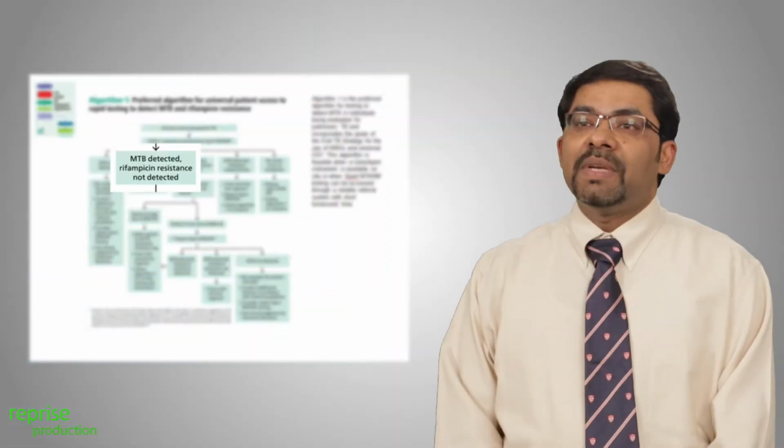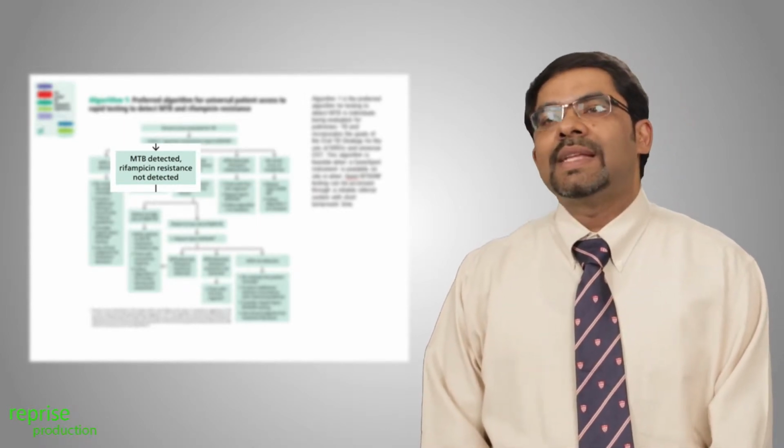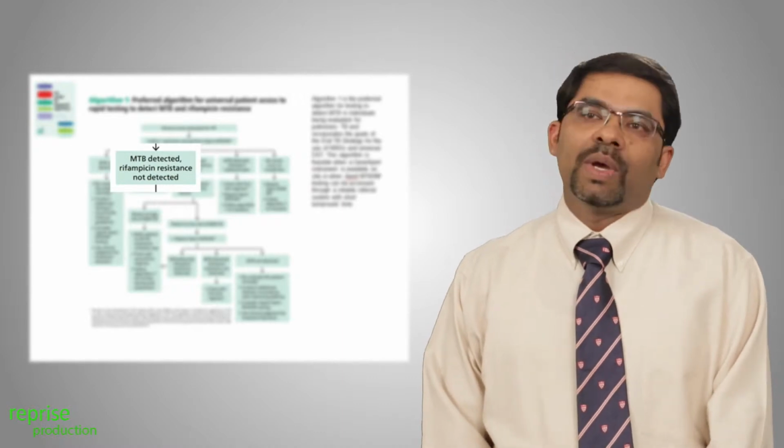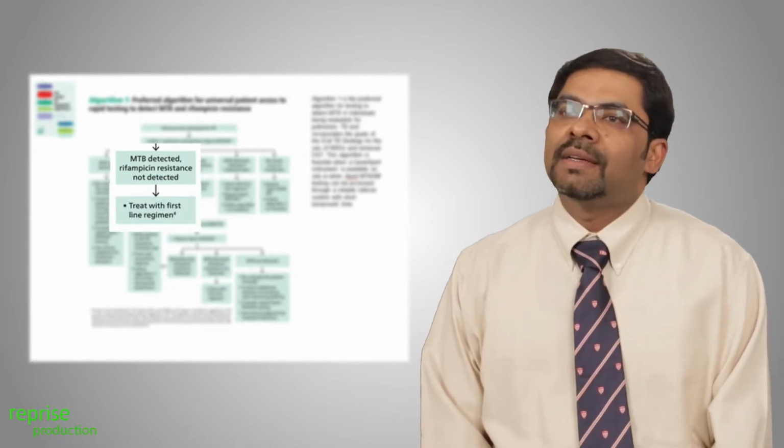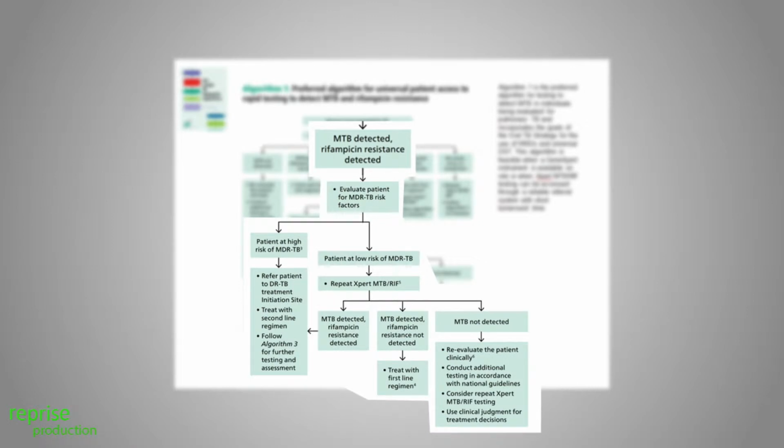If GeneXpert is MTB positive but rifampicin negative, then that means this is standard drug sensitive TB, and you can start TB therapy using the standard 6 months HRZE regimen, the first line drug regimen. If MTB is detected and rifampicin is resistant, then that is a very strong indication that your patient has MDR TB. But before you begin treatment, you still would need to confirm whether this is actually MDR TB or not. So a rifampicin resistance result should always be followed up by additional tests.